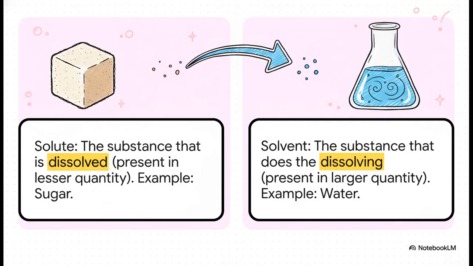Now, every solution has two parts. First, there's the solute. This is the stuff that gets dissolved, like the sugar you add to your water. It's usually the smaller amount. Then there's the solvent. This is the substance that does the dissolving, like the water itself, and it's usually the larger amount. So, a simple way to remember this is the solute dissolves in the solvent.